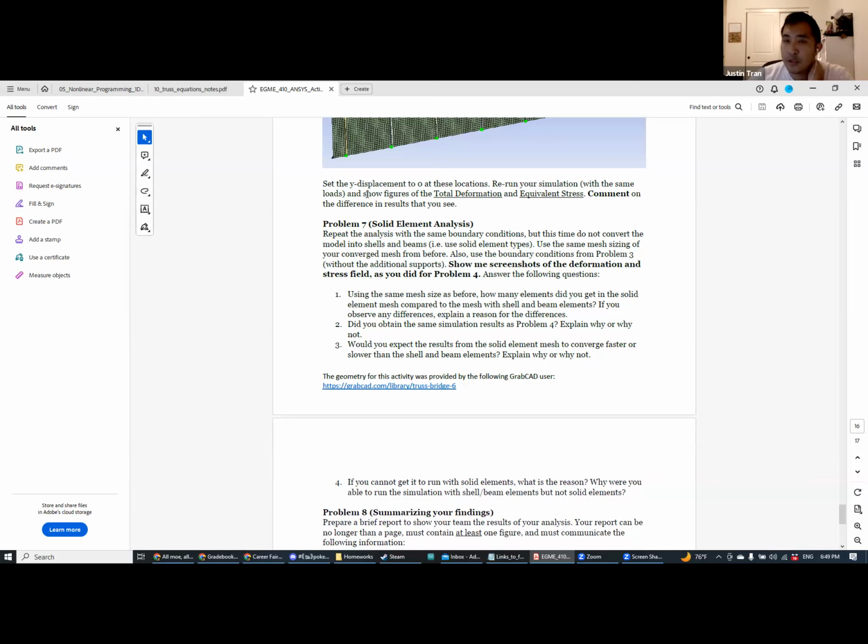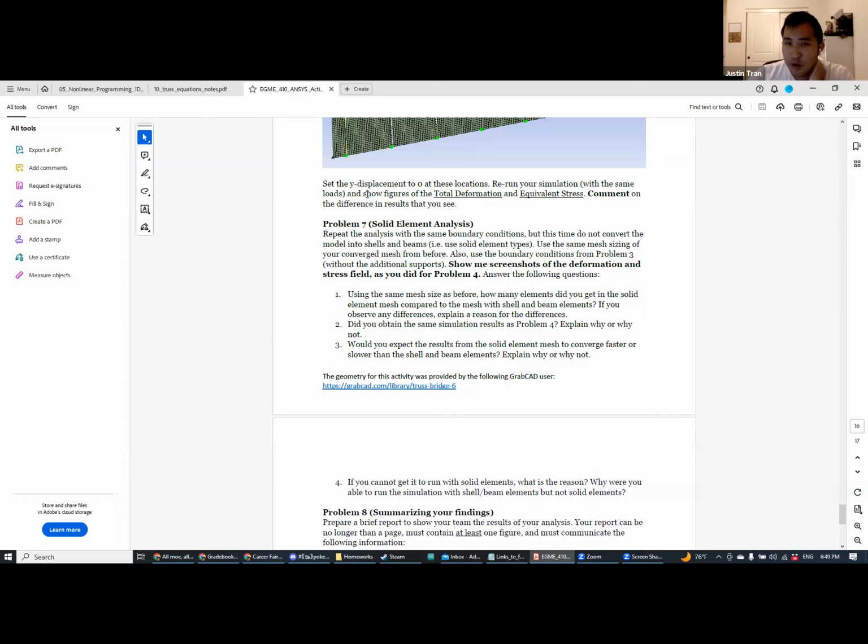Or the other thing that might happen is that you just may not be able to run a simulation at all. It's either going to fail in the meshing, or maybe it succeeds in the meshing, but the mesh is so poorly conditioned that it's not able to run a solution. And so all you get is errors. Okay. And so both are fine.